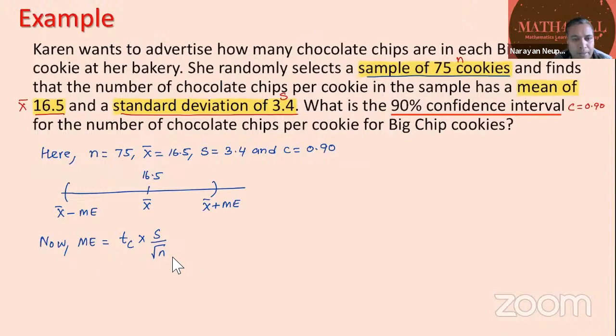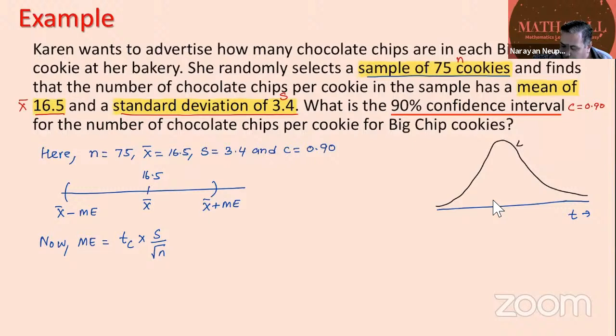Now, if you look carefully, the value of n is there, 75. Value of s is there, 3.4. But the value of t sub c is not there. So what we have to do is draw the t distribution and find the value of t sub c. So first, let's draw the t distribution at the side with t along the x-axis. And as I said, when you draw it, it should be a little bit taller compared to the z distribution. So it will look something like that. So that is your t distribution.